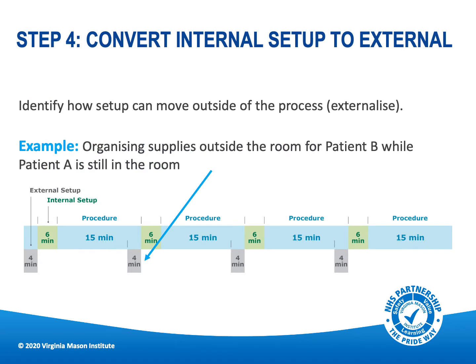Step 4. Convert internal setup to external setup. Now we are going to look at moving some of the setup so that it does not interfere with the process. Here we can see that the setup has become parallel. Someone else can be preparing the supplies outside the room for the second patient, whilst the first patient is still in the room.